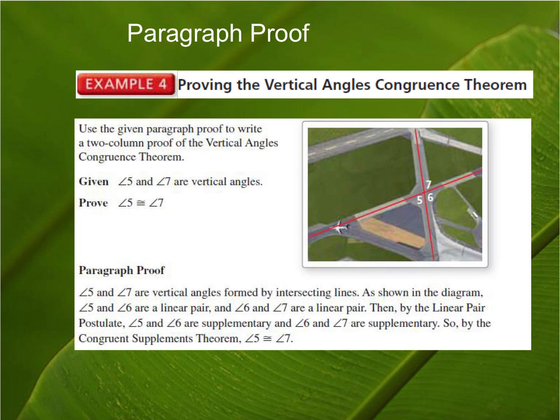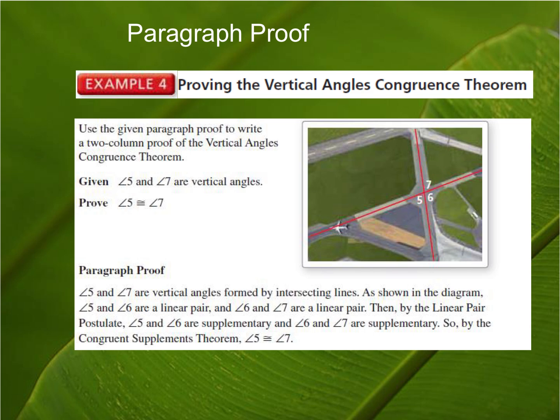All right, this is a paragraph proof. Paragraph proof, and we are not doing paragraph proofs. I don't want to have to read all your paragraphs, but this is what a paragraph proof is. So prove the vertical angle congruency theorem. Given angle 5 and angle 7 are vertical angles, prove that they are congruent. So the paragraph proof states, angle 5 and angle 7 are vertical angles formed by intersecting lines. So here it is. Here's 5 and 7 formed by intersecting lines.